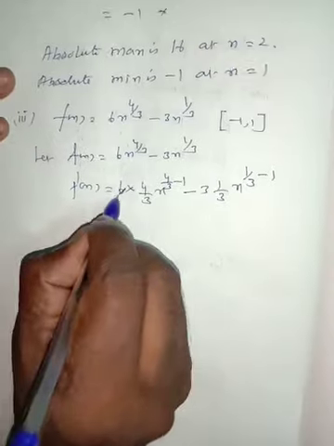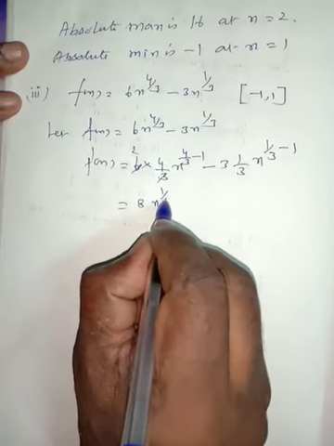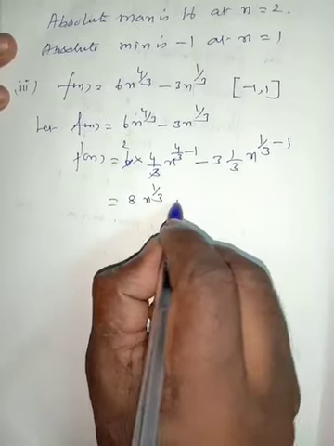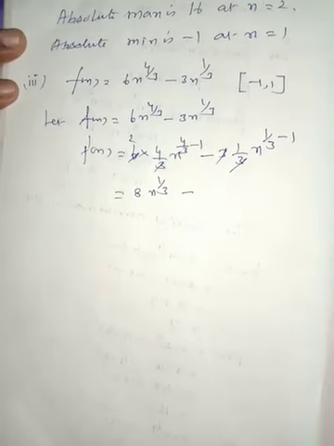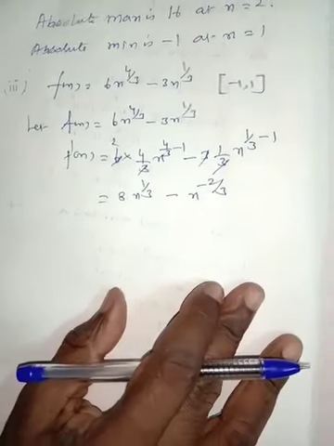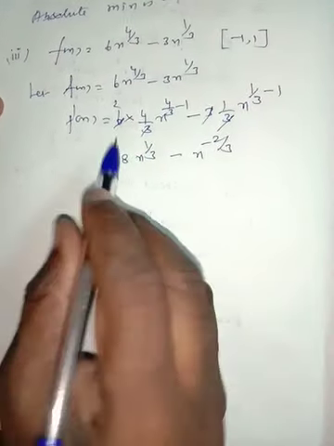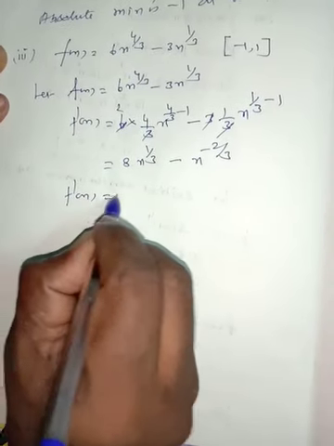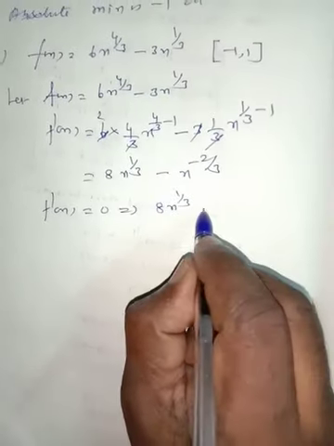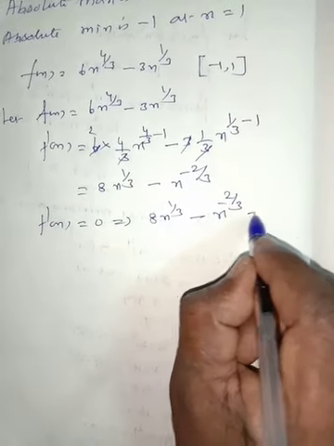This means cancelling these two, 8 x power 1 by 3. Taking LCM, 4 minus 3 is 1, 1 by 3. Minus 3, 3 cancel. Then x power minus 2 by 3. Now f dash of x is equal to 0 implies 8 x power 1 by 3 minus x power minus 2 by 3 is equal to 0.